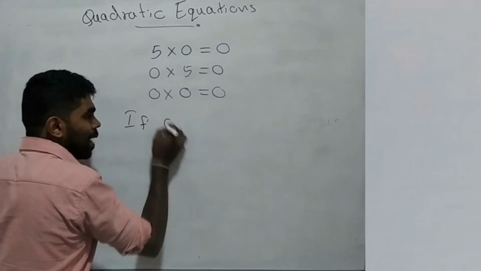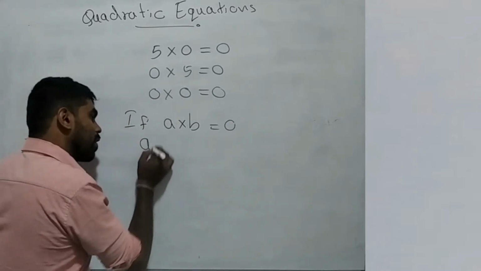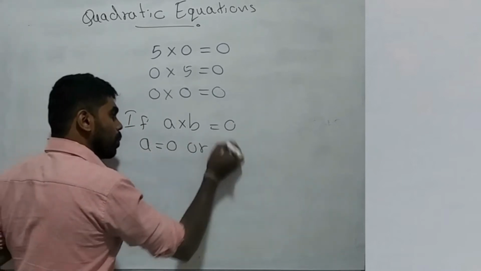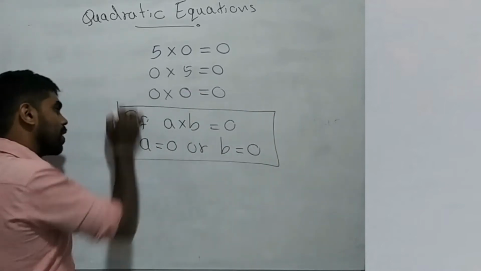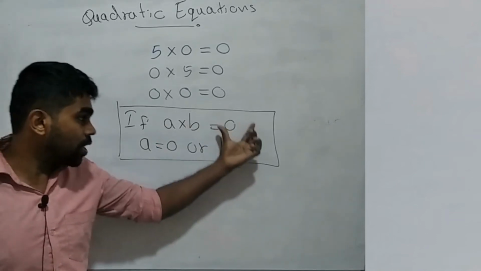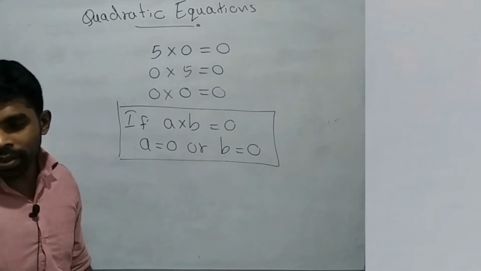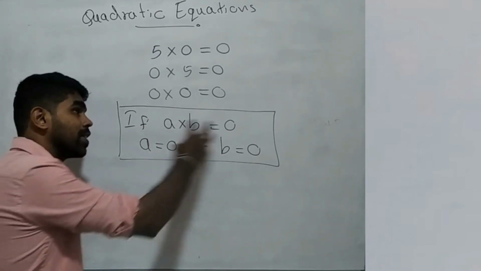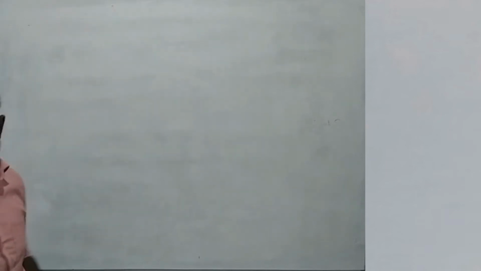If a multiplied by b equals 0, a equals 0 or b equals 0. This is the theory of the quadratic equation. If the product of two terms equals 0, one term should be 0 separately: a equals 0 or b equals 0. It is the theory. Then I will discuss exercise 15.3.